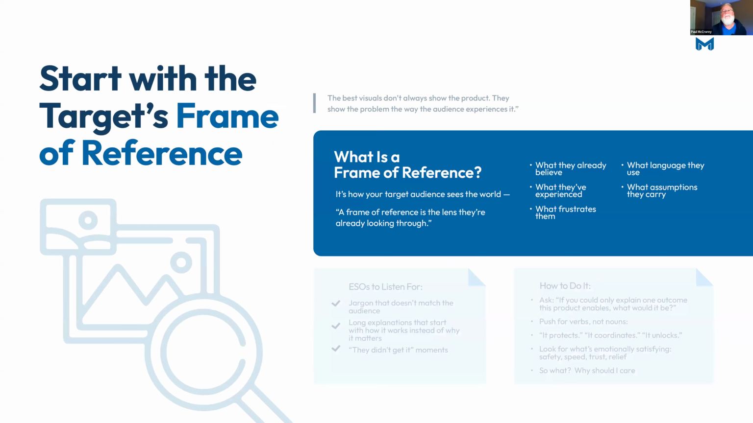So the frame of reference, basically, is how do they see the world? What do they believe? What have they been burned by? What language do they use? How do they speak about their problem? And this is where I think the ESOs can really come in and listen for things. You can listen for specific jargon that doesn't match their audience, things that won't connect, long explanations of how it works versus why it matters. In order to build a visual that connects, you really have to start from their frame of reference.